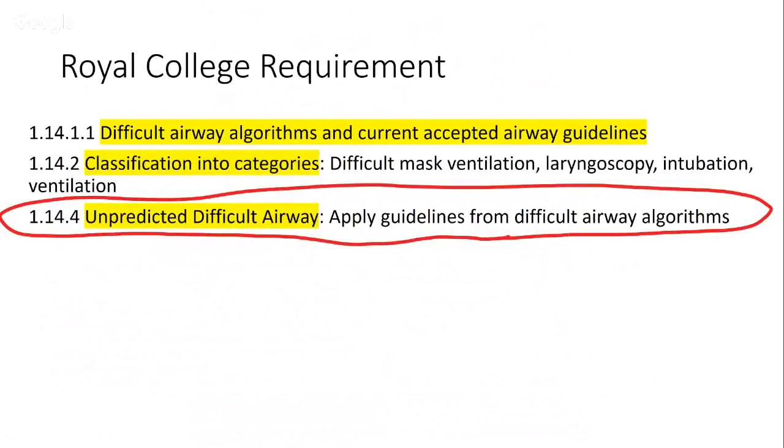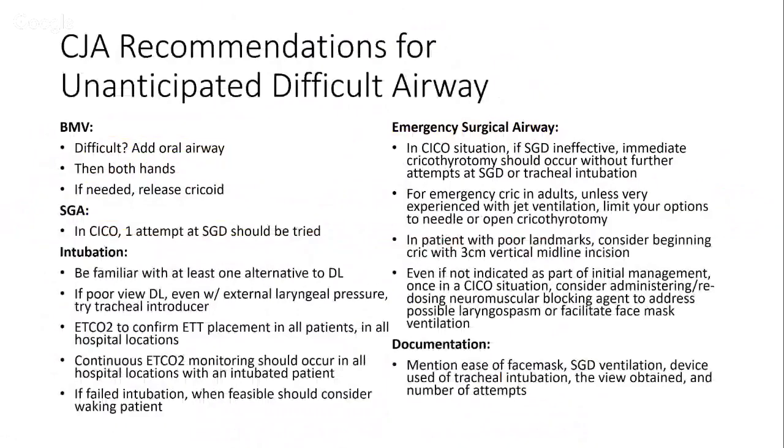Now, moving on, one of the college requirements is the unpredicted difficult airway, and this is well addressed by the CJA recommendations for the unanticipated difficult airway. So these are the most salient points. If you encounter difficulties with bag mask ventilation, they suggest first adding the oral airway and then using both hands, and if needed, release the cricoid pressure slowly. If you encounter difficulties with supraglottic airway placement, then it says that in cannot intubate, cannot oxygenate situations, one attempt at the SGD should be tried.